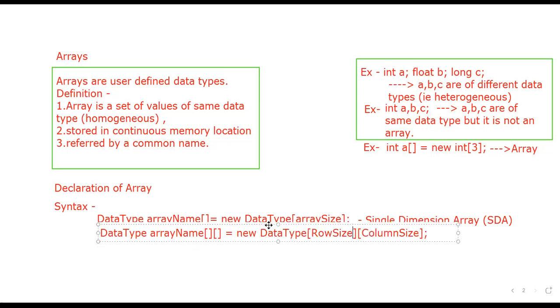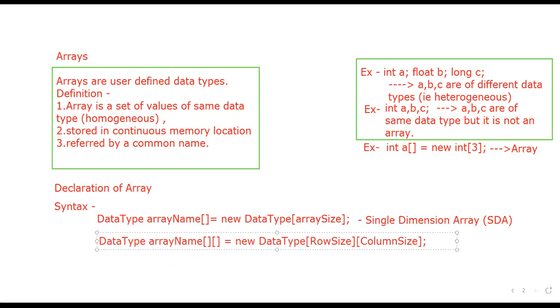If I use it like this, then this is called a double dimension array. You should know about it, so I have written it. It is also referred to as DDA. People call them SDA and DDA also. I never call them that; I prefer saying the full names.